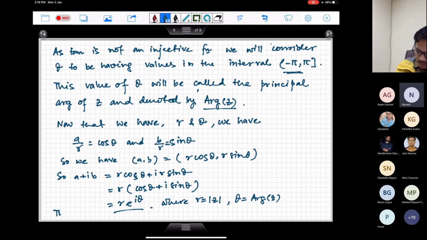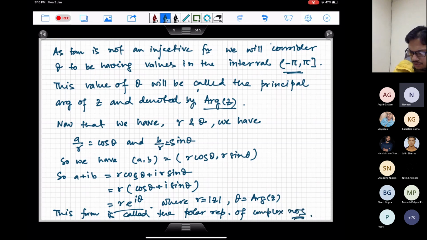Okay, and this form is called the polar representation of complex numbers. You know what r is: r is the square root of a square plus b square, and theta is tan inverse b by a. Of course, when you write r e power i theta, you can take any theta. You don't have to take the principal argument. Even if you translate it by another 2 pi or 4 pi, it doesn't matter. But in general, when we talk about the principal argument, we take between minus pi to plus pi.